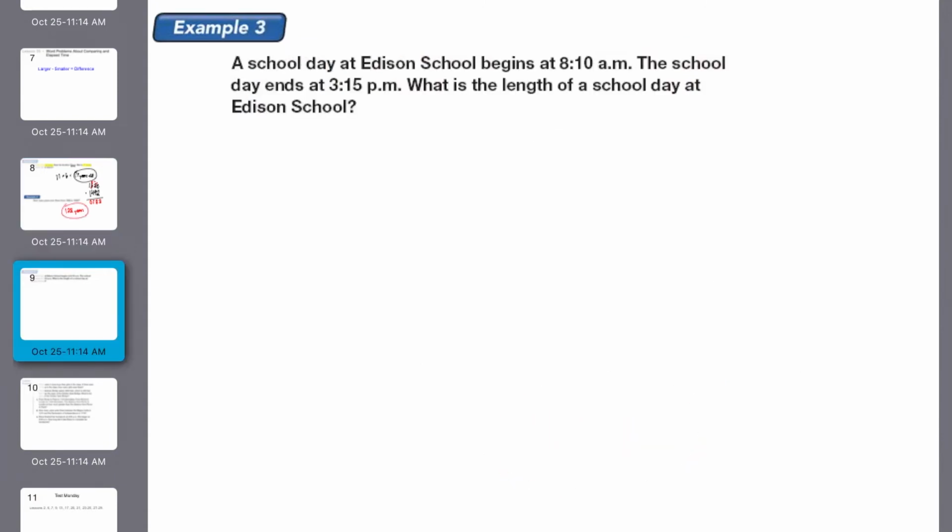All right, one more example here. At a school day at Edison School begins at 8:10 a.m. The school day ends at 3:15 p.m. What is the length of a school day at Edison School? So 8:10 and 3:15. So how long is the school day in total?